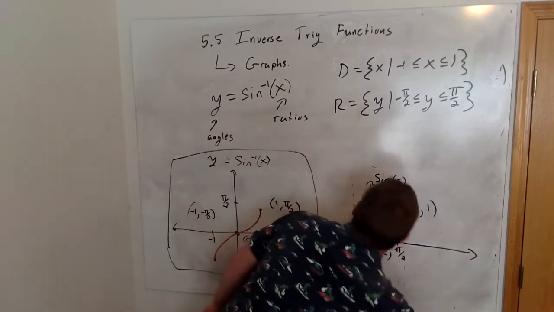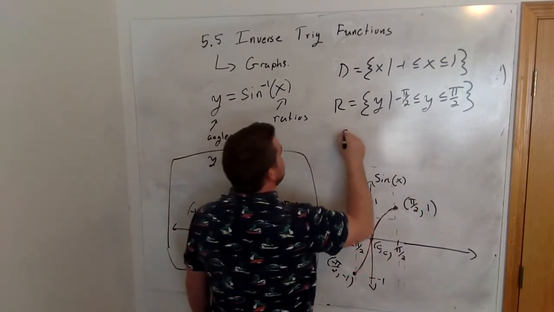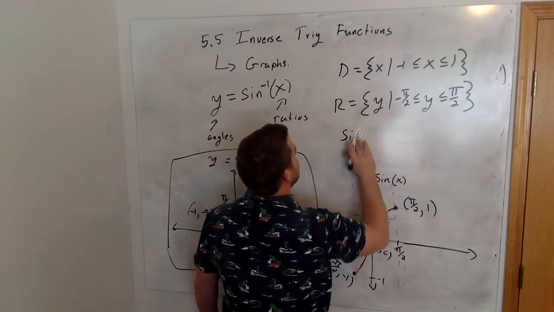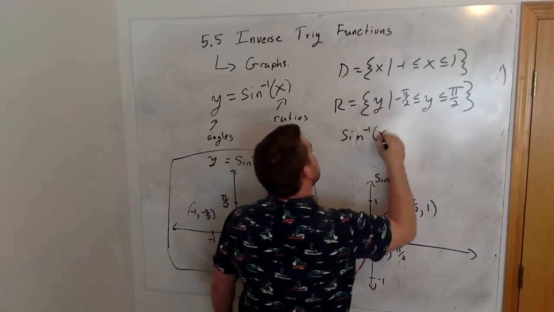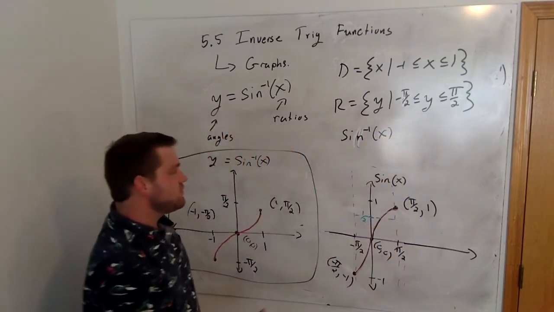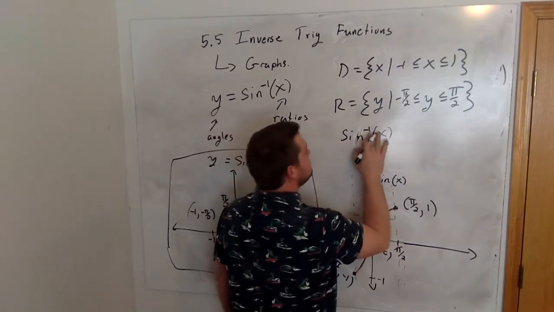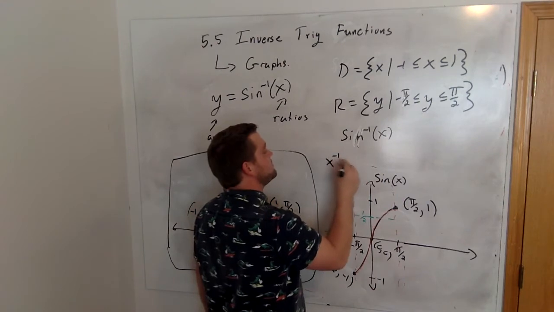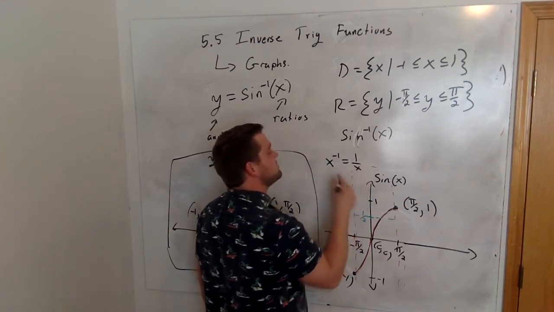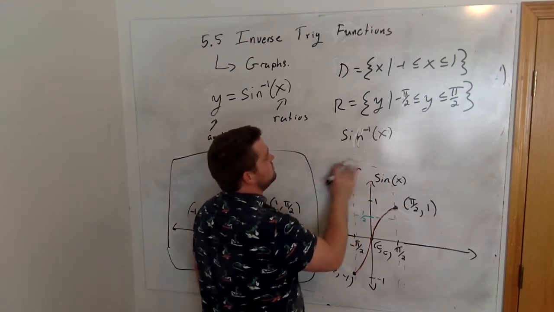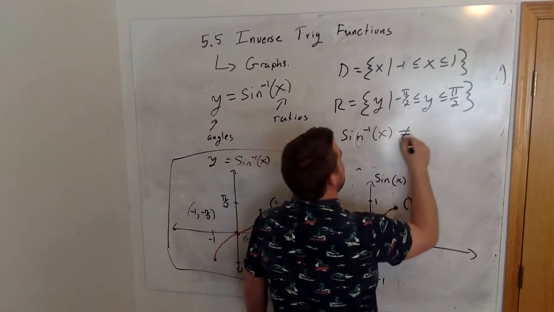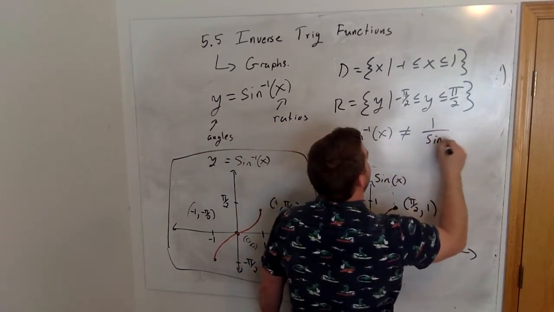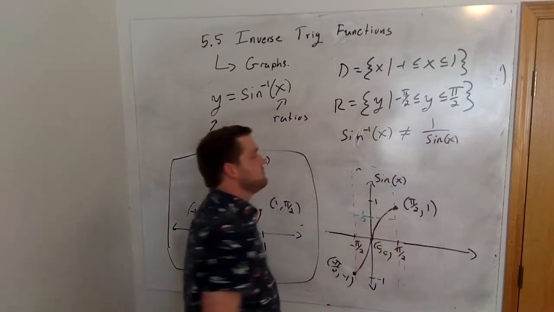I guess a quick comment here. We sometimes write sine inverse like this, with a negative 1 exponent. Sometimes I see students get confused about this negative 1, because usually when you think about x to the negative 1, that's 1 over x. Okay, do not get confused here. This notation does not mean 1 over sine of x. These are not the same.